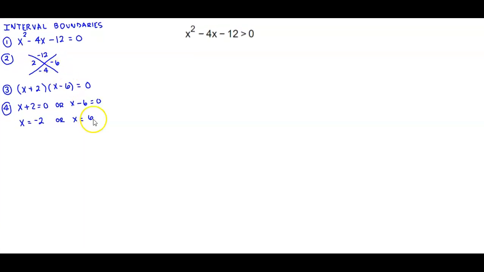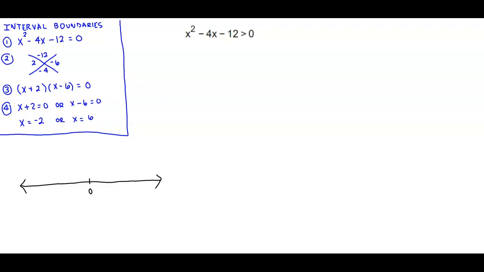Now we're going to go ahead and graph on the number line. So we're going to create a number line here. And on this number line, we're going to put in our boundaries. So we know we have 0, we have negative 2 as one of the interval boundaries, and we have positive 6 as the other interval boundary. So that means we have interval 1, interval 2, and then interval 3.